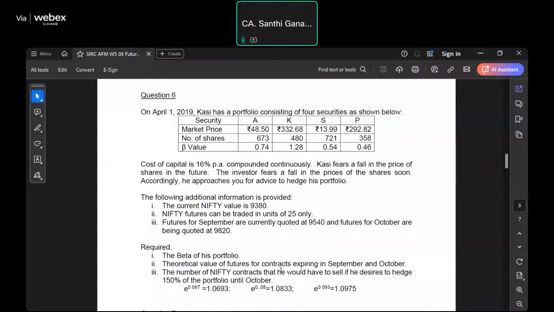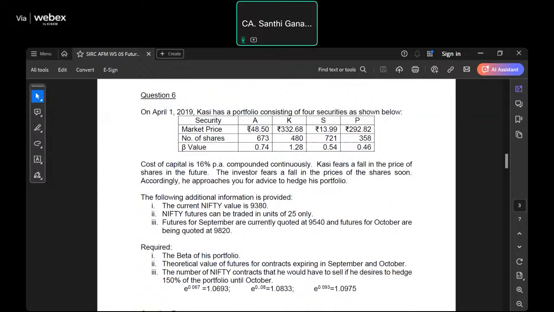The theoretical value of futures for contracts expiring in September and October. We are looking at September contracts. We are also looking at October contracts. The number of Nifty contracts that we have to sell if he desires to hedge 150% of the portfolio until October. So now, the portfolio consists of four securities, AKSP.